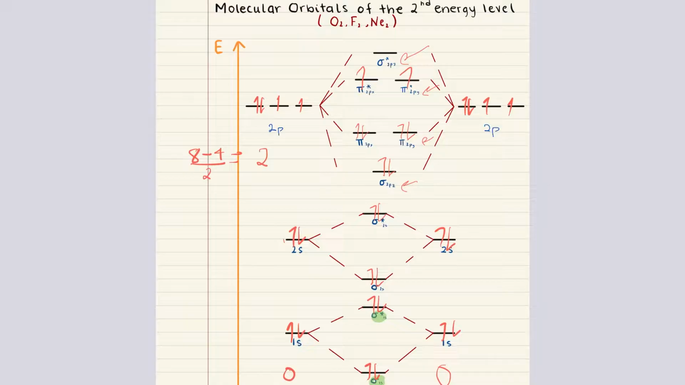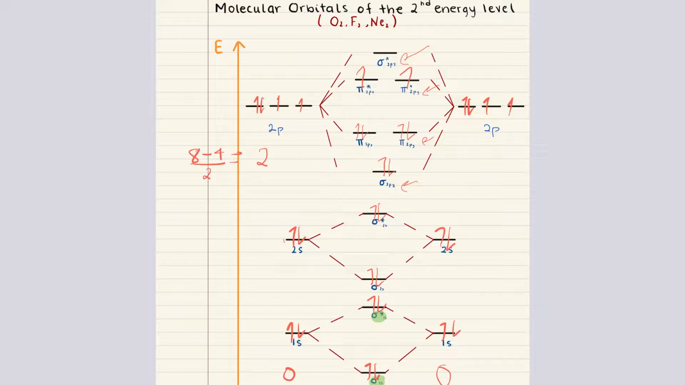Now, the presence of these unpaired electrons that we see in the pi star 2p antibonding orbitals gives dioxygen a unique property. It is paramagnetic. That means dioxygen, or oxygen gas, is attracted to a magnetic field.